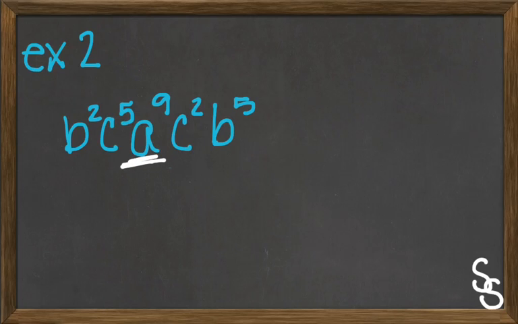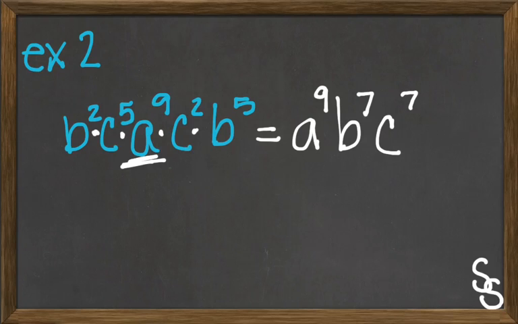Got 1 a, a to the 9th power. Now, I've got b squared and b to the 5th power. Because these are all being multiplied, I'm just going to keep those b's together. B squared times b to the 5th is going to give us b to the 7th power. And then finally with the c's, we're going to end up with c to the 7th power.